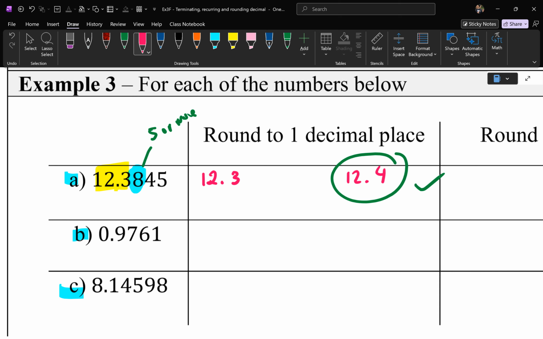Which is the 1? Say that again? Which is the 1? The 1. Which is the 1? Yeah, it's the first one. Oh, which was the first one?